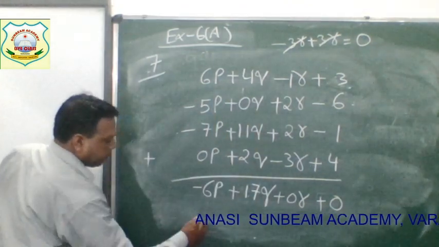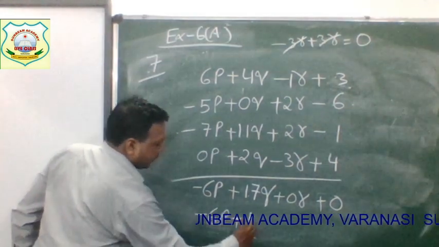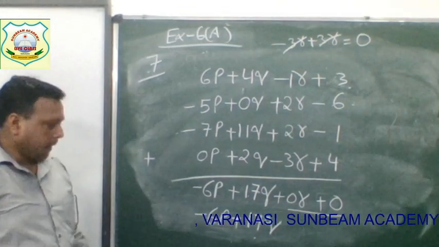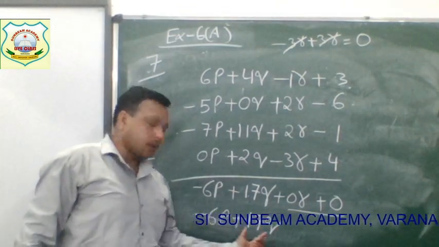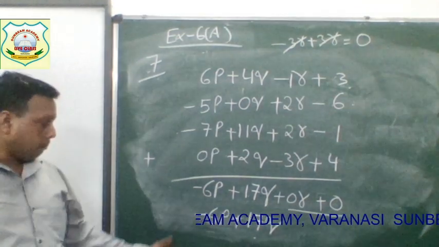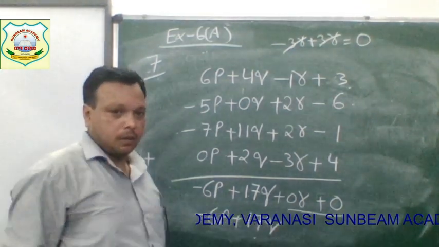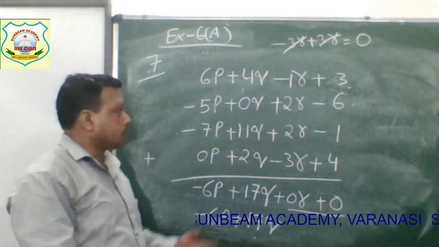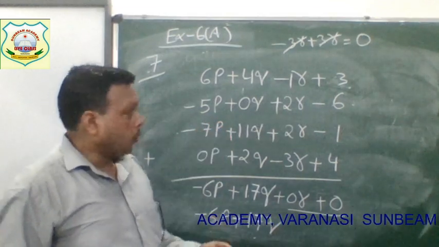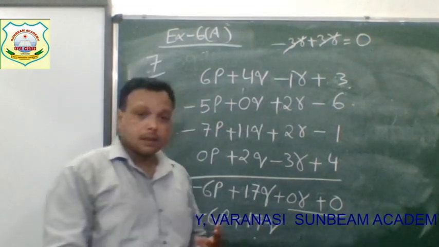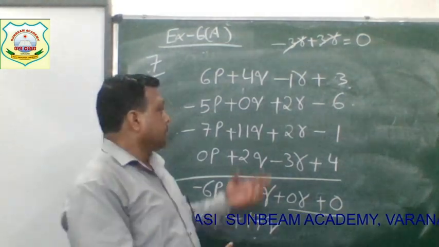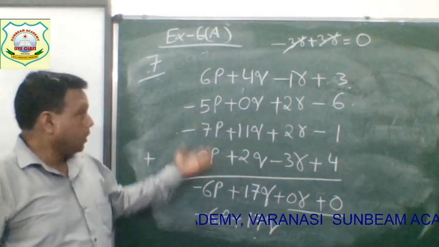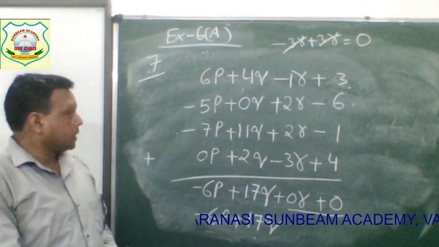Now what will the answer be? Minus 6p plus 17q. Other than 0, so no need to write. So our answer will be minus 6p plus 17q. Okay, students, up till 7 we have done. Today we have discussed algebraic expressions, what operations mean, what algebraic expressions mean, like terms, unlike terms, and how we will add them with examples and questions of the exercise.